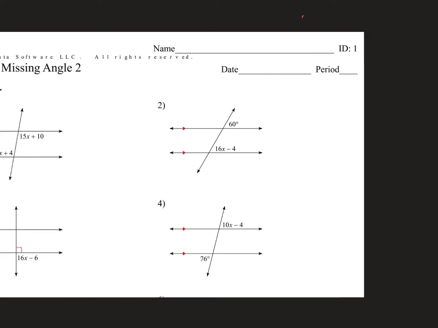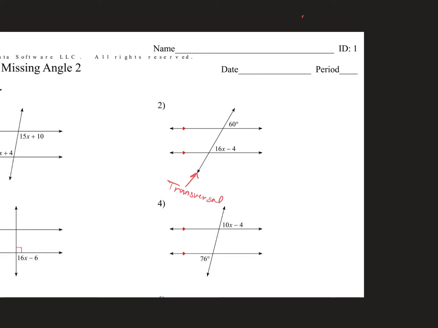Okay, scholars, want to talk about one of the worksheets that we have for homework this week, missing angle 2. I'm going to start off by giving you a little bit of a definition. Here, this line right here is called a transversal.